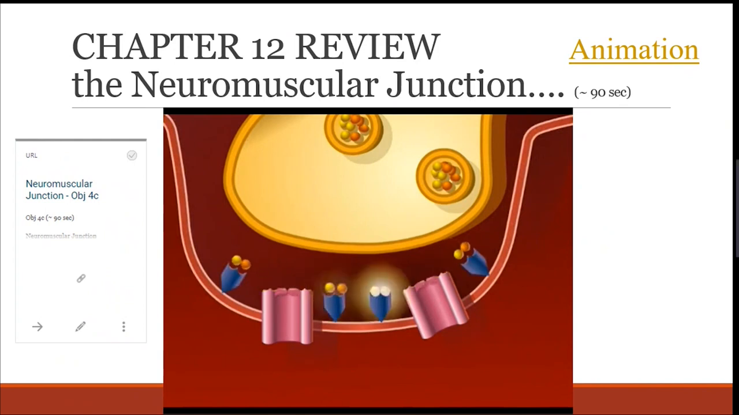Acetylcholine is rapidly broken down to acetic acid and choline in the synaptic cleft by the enzyme acetylcholinesterase. The choline is reabsorbed by the presynaptic terminal and combined with acetic acid to form more acetylcholine, which enters the synaptic vesicles.